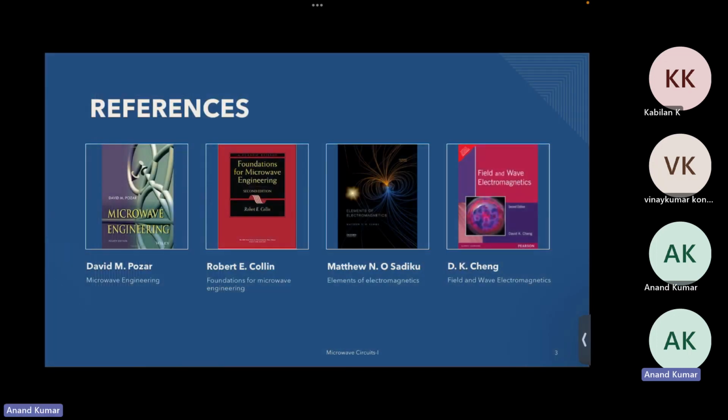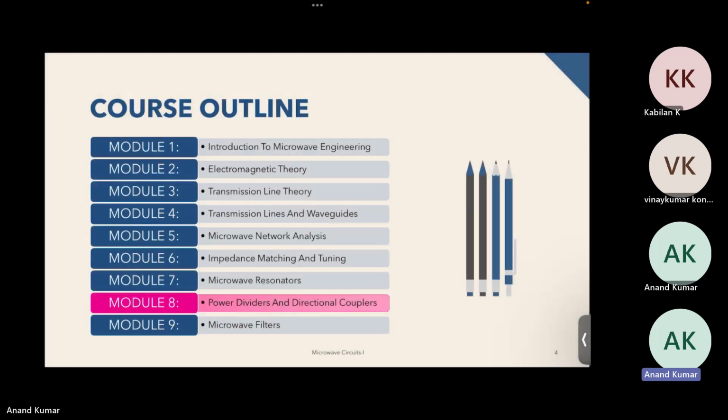We already covered things from Cheng, the Smith chart part. So we did Smith chart and everything from Cheng. We are again back to Pozar doing resonators, and we are here. So we're starting module 8 today, and two classes, and then we'll move to microwave filters.